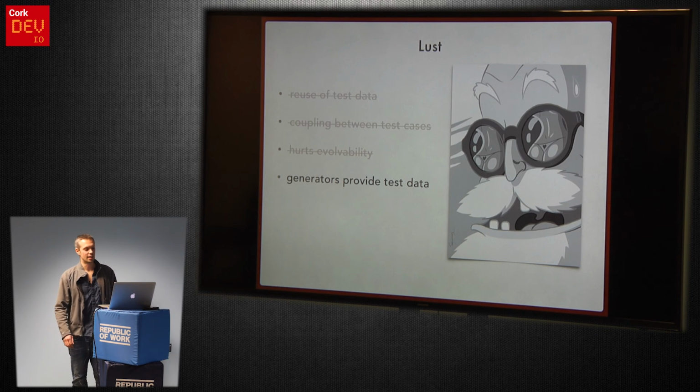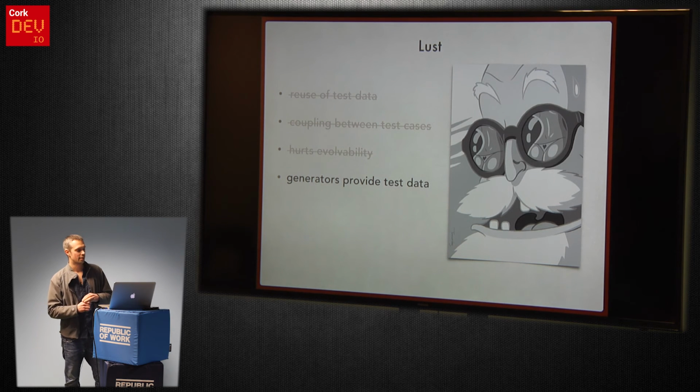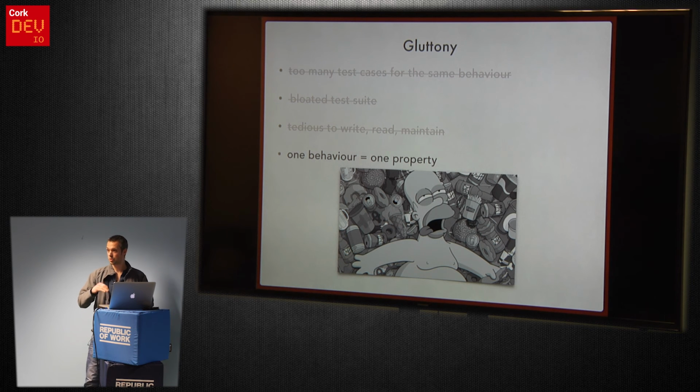So let's revisit the seven deadly sins and see whether property-based testing solves any of that. I talked about how you tend to have a lot of coupling with your test data. Here you may reuse your generators for different properties, but at least you're not using the actual same values. You're just using generators that generate random values, so you've got less coupling already. Gluttony: you don't need a bloated test suite. You have one behavior, one property.